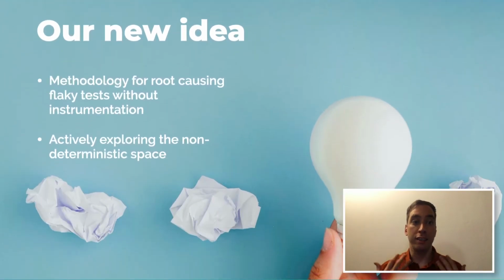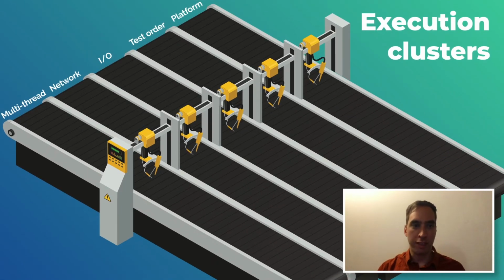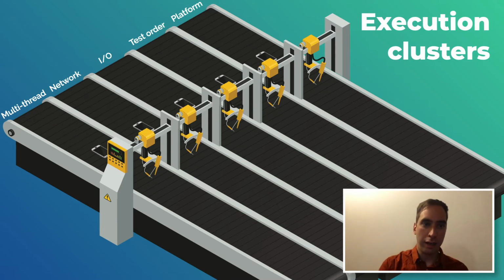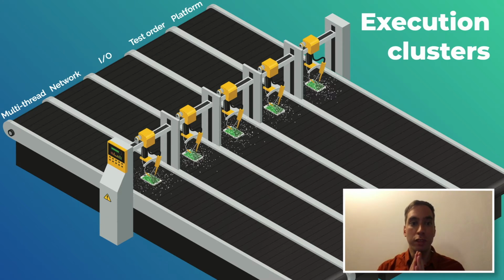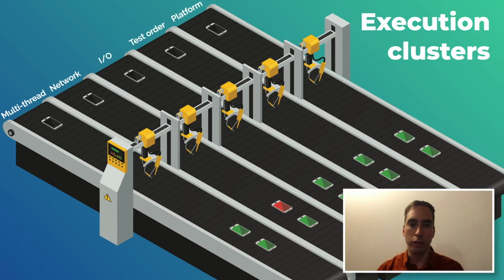Our new idea is a methodology for root-causing flaky tests that does not rely on any form of instrumentation and actively explores the non-deterministic space. Our idea is to execute a flaky test on different execution clusters. Each cluster explores a specific non-deterministic dimension that characterizes the type of flakiness, for example, concurrency, networking, or I/O.